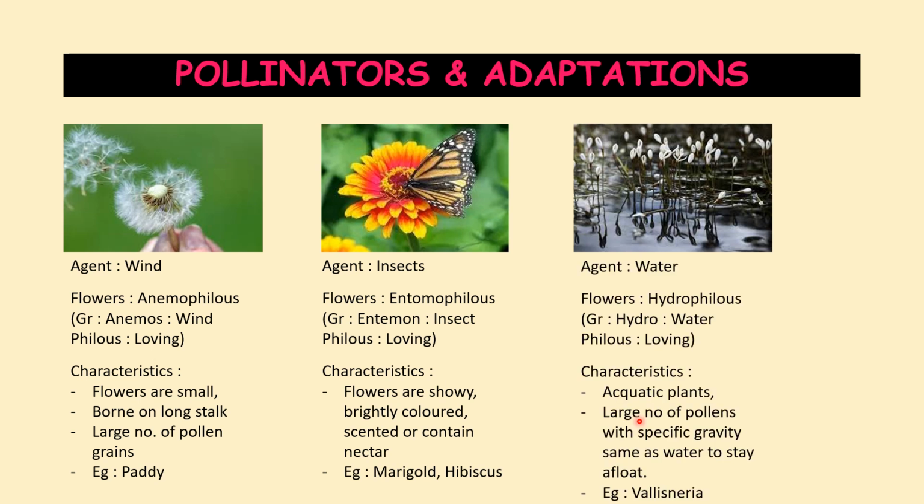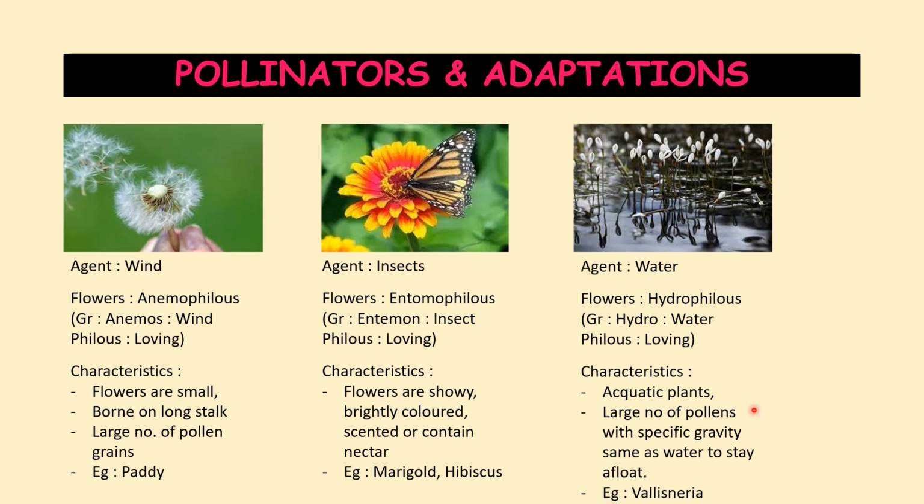The third agent for pollination is water. So those flowers which take the help of water for pollination are known as hydrophilous flowers. Hydro is a Greek word for water, and philous, as we all saw, means loving. Now, water can be an agent for aquatic plants, that is, plants which grow in water.